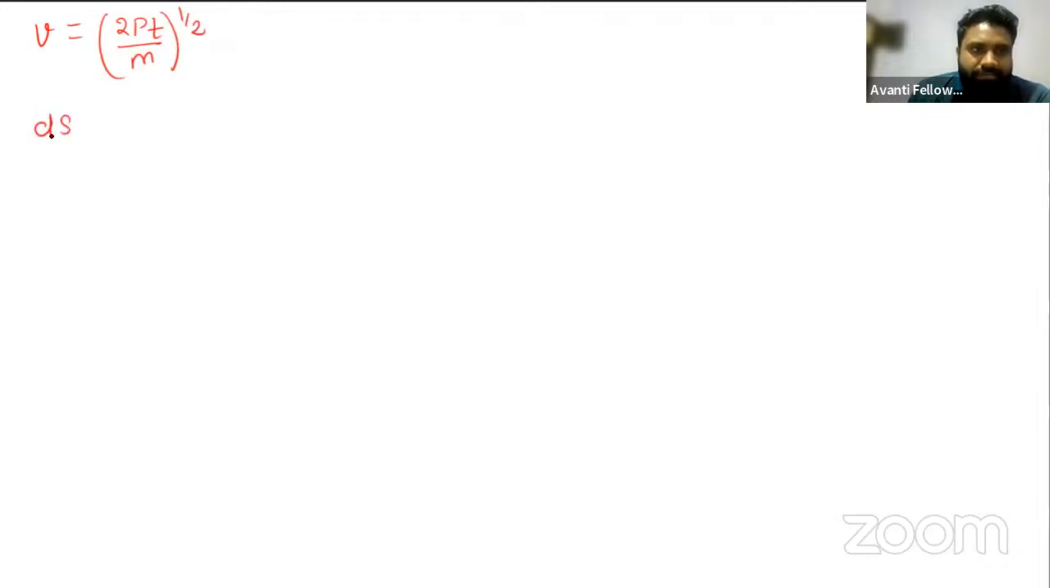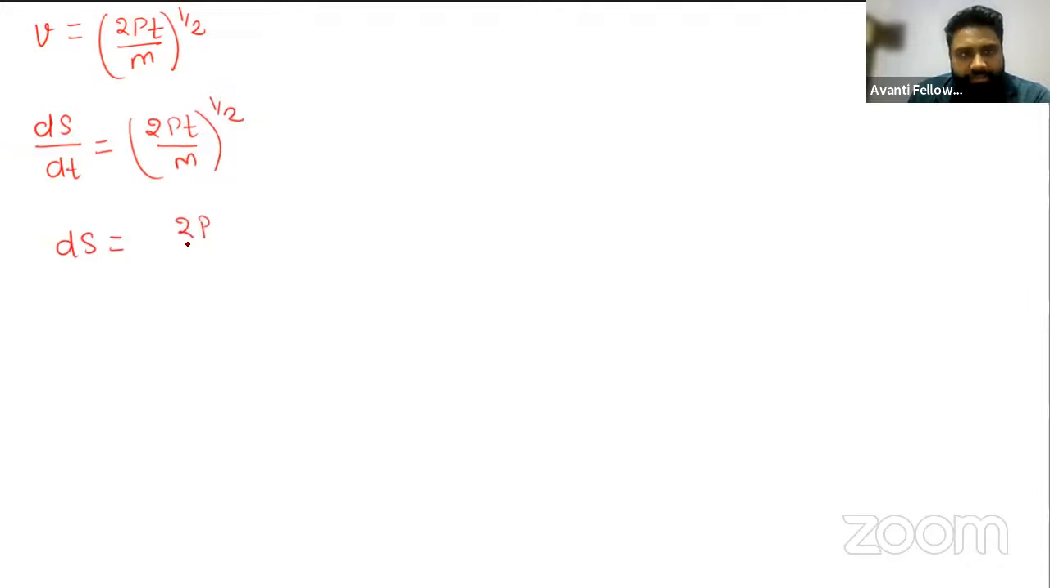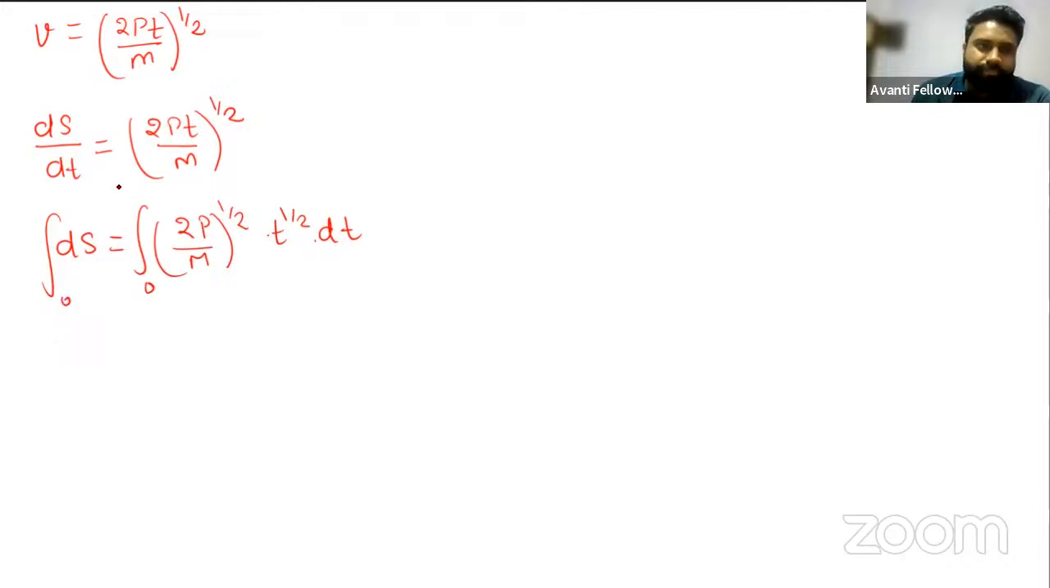Now you know that v is nothing but ds by dt. So ds is equal to (2P/m) raised to the power 1/2, which you will separate, and this is t raised to the power 1/2 into dt. Now if you integrate it, putting the same limit, at t equal to 0 the displacement must be 0 because it is starting from rest. And at time t, let the displacement be s.